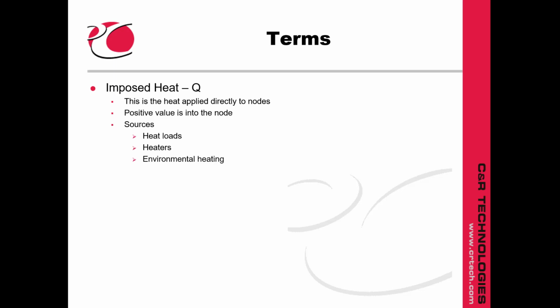Alright, so we're going to go over some terms. The first is imposed heat, represented as Q. This is the heat applied directly to nodes. A positive value is into the node. The sources for this would be heat loads that you define, heaters, and environmental heating.